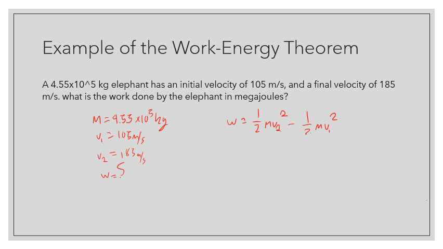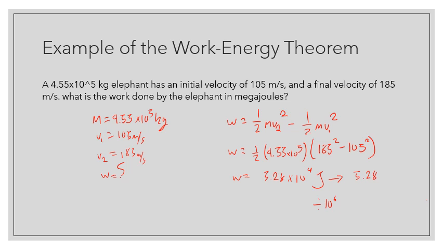So if we factor out the 1/2 from this side, we find that work is equal to 1/2 times 4.55 times 10 to the 5 times 185 squared minus 105 squared. So work is equal to 5.28 times 10 to the power of 9 joules. If you want to convert this into megajoules, then we just divide it by 10 to the power 6. So 5.28 times 10 to the power 3 megajoules.